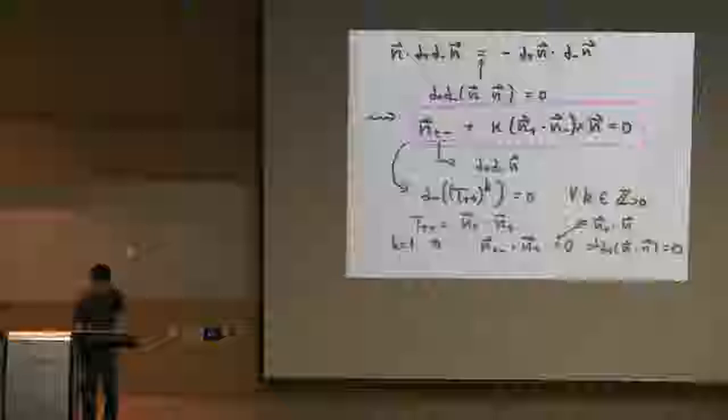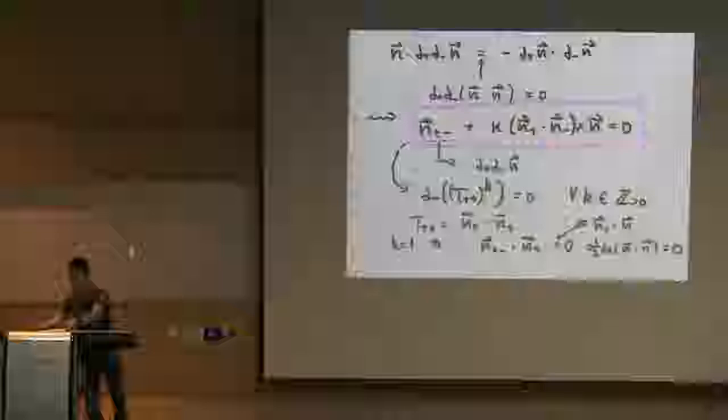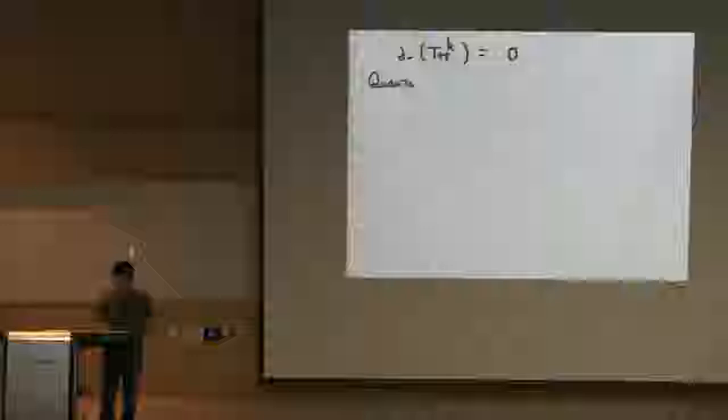So I only showed it for k equals 1, but I think you can easily see that the proof can be extended to larger cases. And in this way, you can show that classically there exist many higher spin conserved currents, which is given by this equation. Now, the question I want to ask is whether these conservation laws survive at the quantum level.